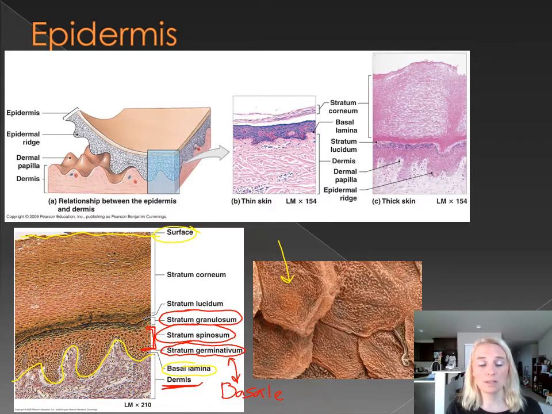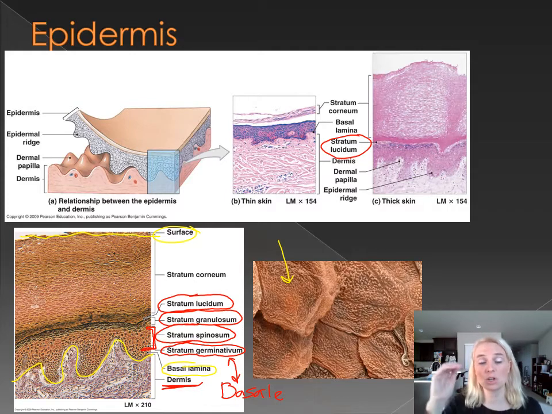The next layer, this is where we're going to differ depending on if you're talking about the thick skin on your palm or the thin skin everywhere else. In thick skin, we have what's called the stratum lucidum. Lucid means clear. So here's our stratum lucidum in this micrograph. You can see that clear whitish layer that sits just more superficial to the stratum granulosum. It's just an additional layer. It's not super thick. It's not what makes thick skin thick.